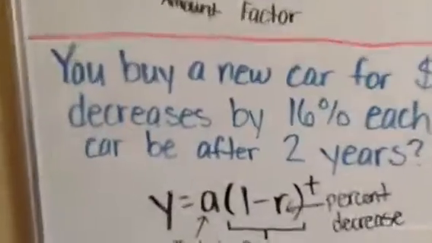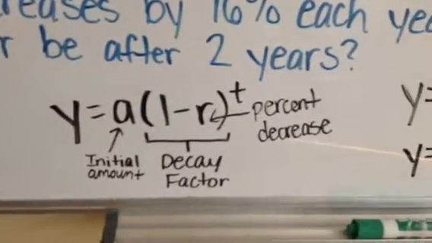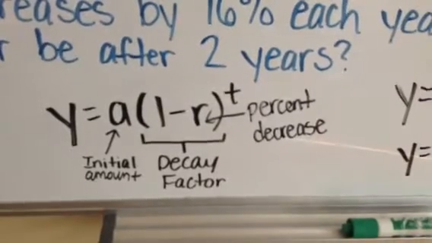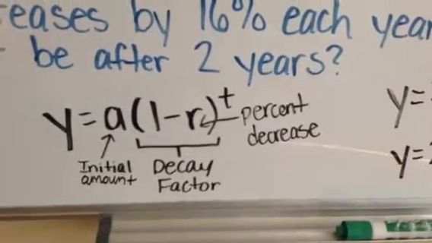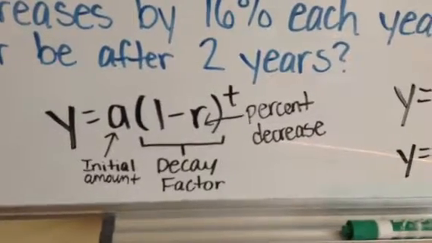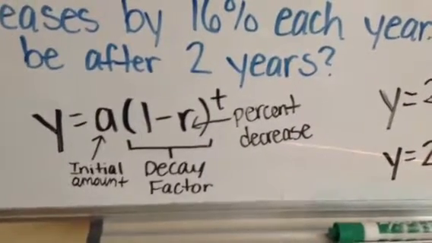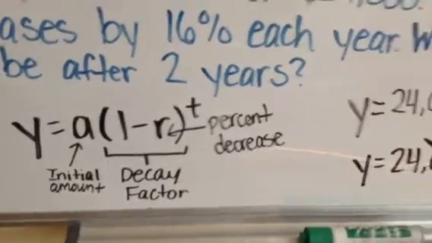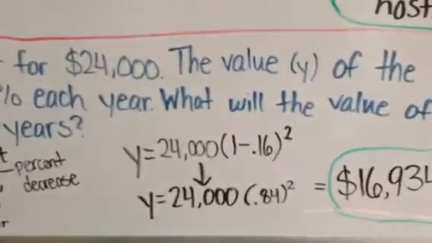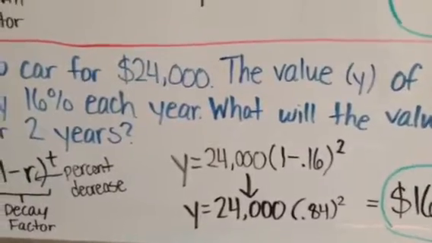So the formula for this would be y equals a times 1 minus r to the power of t, where a, once again, is the initial amount. The decay factor is 1 minus r, the percent decrease is r, and the t is time. So then you do the same thing, plug in the numbers.